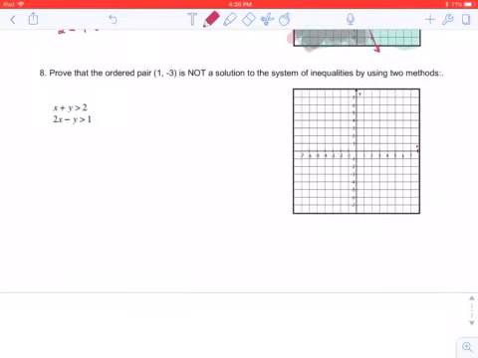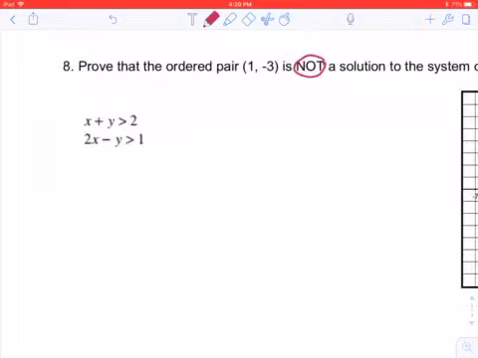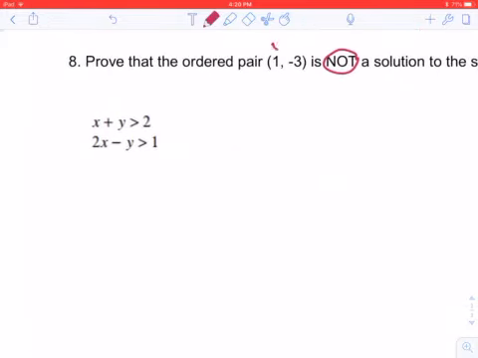All right, last one. You've hung in there for a long time. I appreciate it. So prove that the ordered pair is not a solution by using two methods. Well, again, those two methods are just graphing and plugging in. These are not solved for y equals mx plus b, so I'm going to just plug in first. I have to do both anyways, but it'll be easy to plug in when they're in standard form like this.